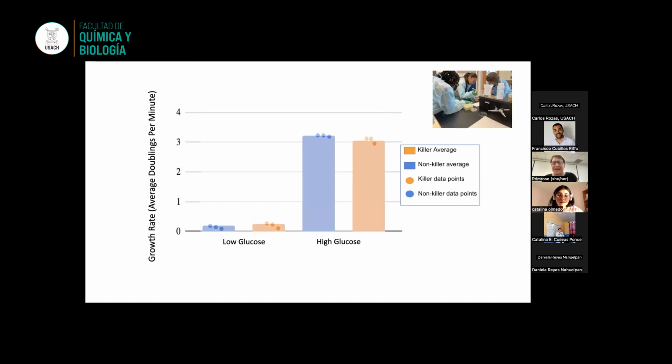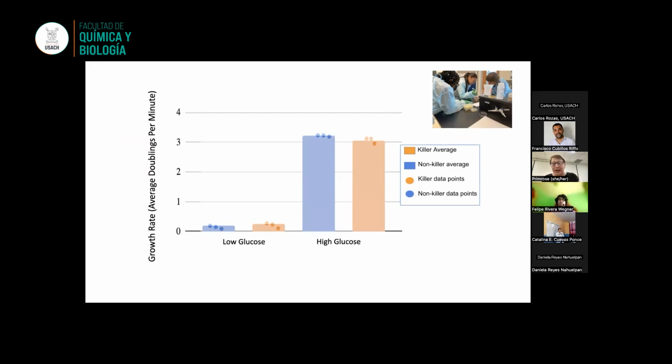And in this plot, they had 2 treatments, high glucose and low glucose. And they had yeast that produced the toxin. The yeast that produced the toxin are called killer. They found that when the yeast were stressed, the killer yeast did actually a little bit better. And when they weren't stressed, the killer yeast did a bit worse. So they didn't support their hypothesis, but instead they got a different and more interesting story.